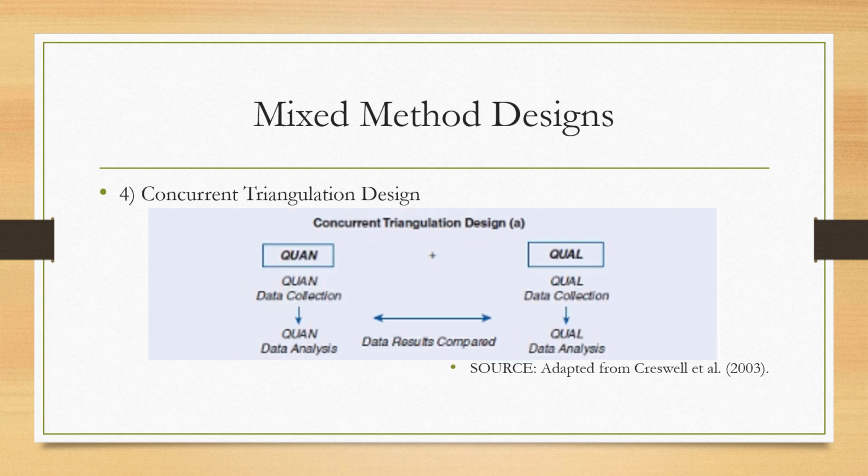The next design I will discuss is concurrent triangulation design. This is the most popular of the mixed method research designs due to its timeliness. In this research process, qualitative and quantitative data are collected concurrently or simultaneously, and the two different data sets are compared for convergence and/or differences. Because of its familiarity with researchers, there is much evidence to support this design and much support of its findings.